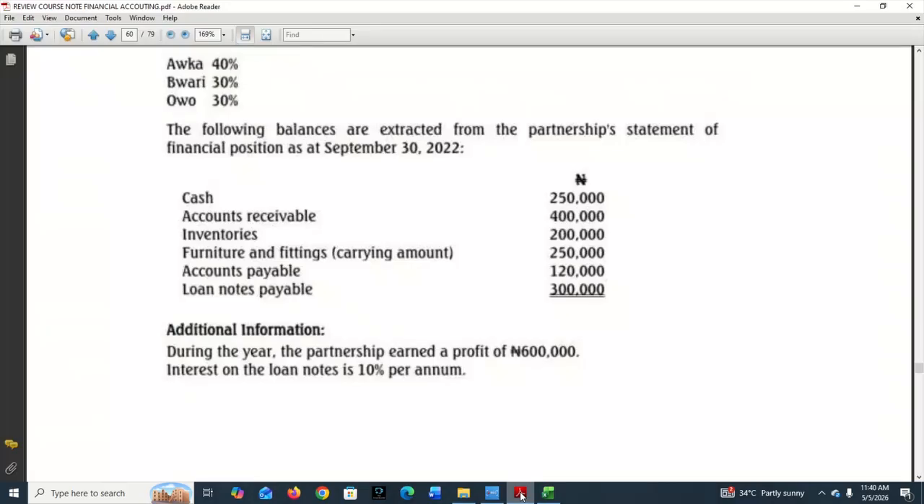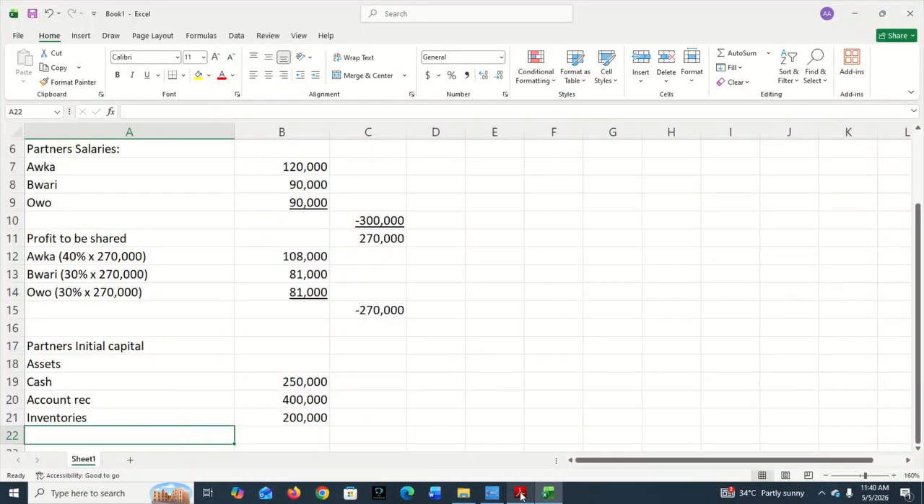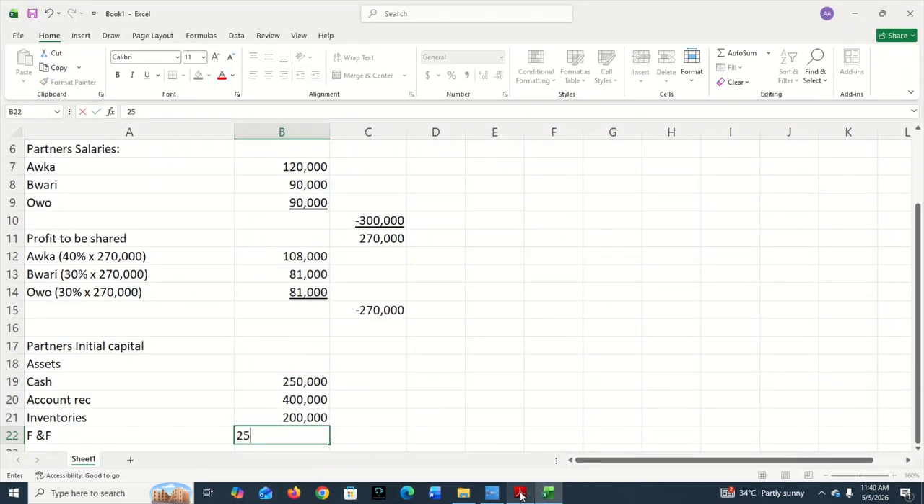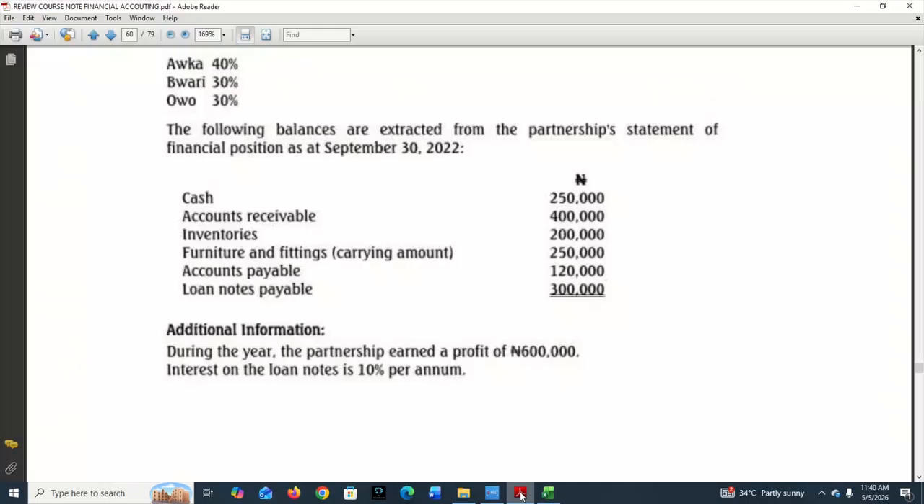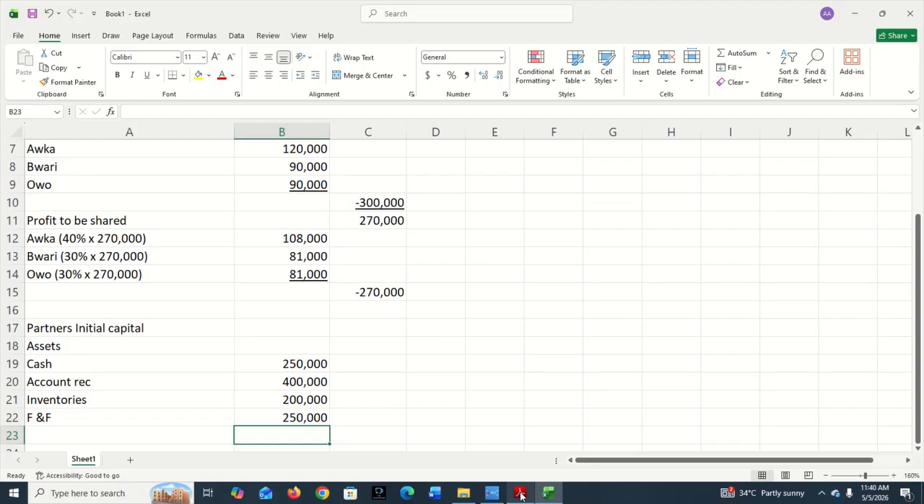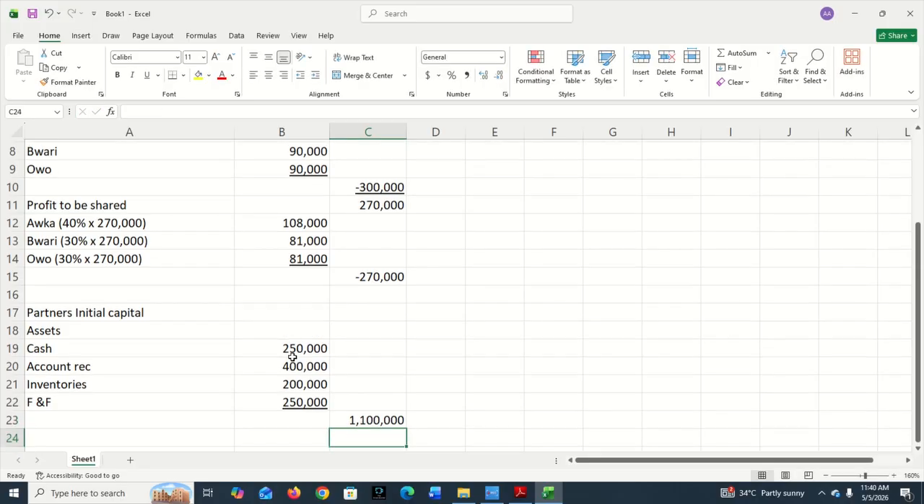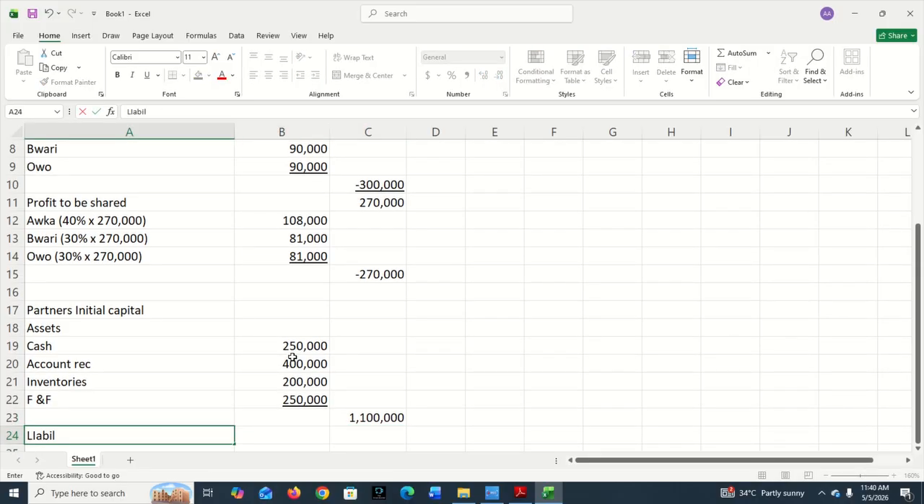Alright. Then furniture and fittings, F and F, is 250,000. Okay, so what else do we have? That's all, so let's add up. How much is our total asset? Total asset is 1.1, so let's put that here: 1,100,000. Okay.